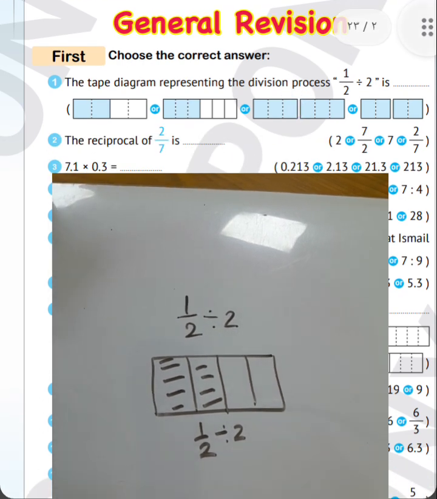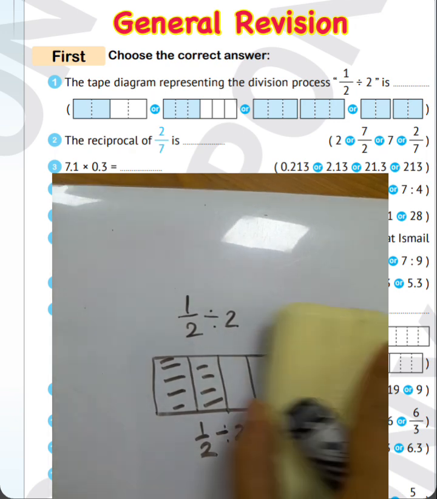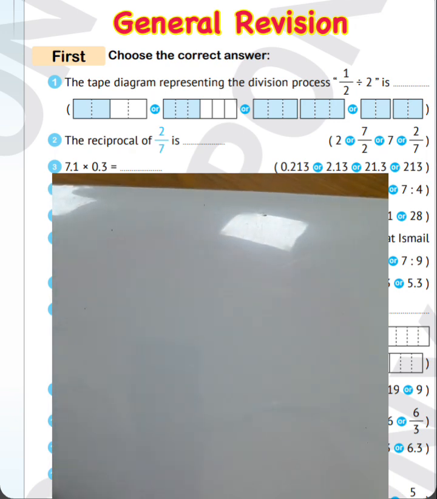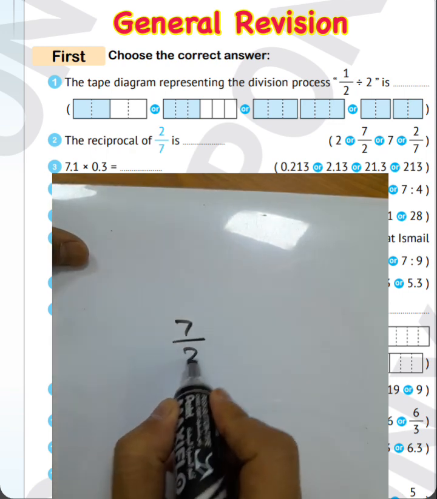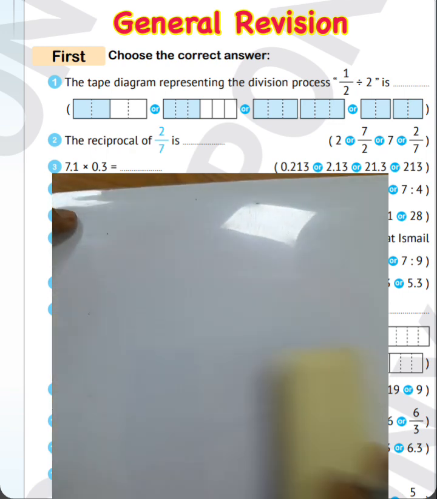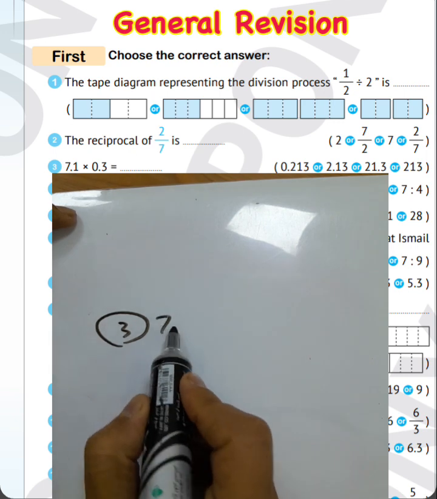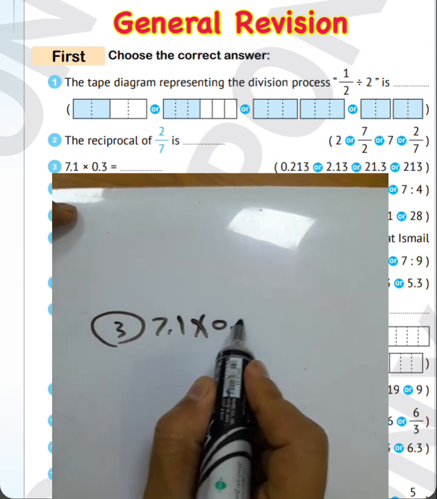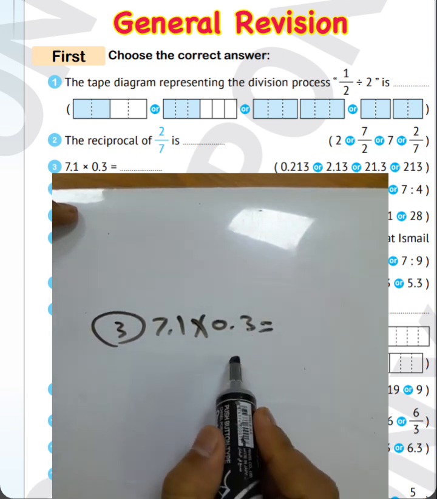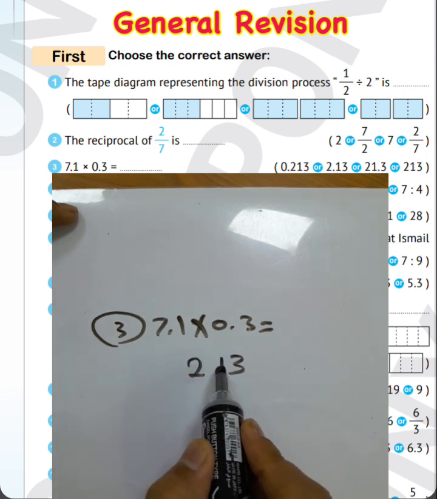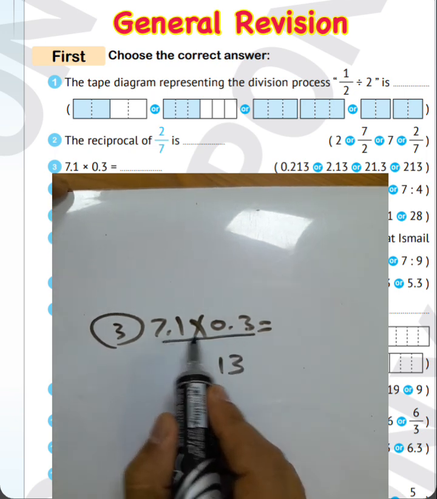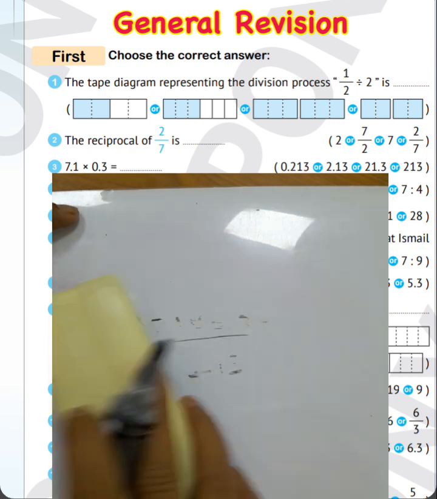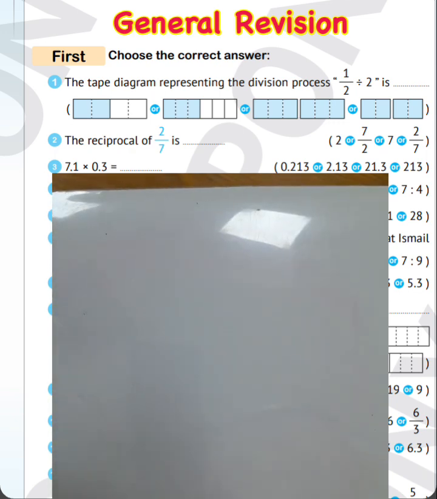Next example, question number 2. The reciprocal of 2/7 will be 7/2. Number 3, 7.1 times 0.3. We can write 3 times 1 equals 3, 3 times 7 equals 21, and the point: one place and one place, it will be 2 places. Next question.